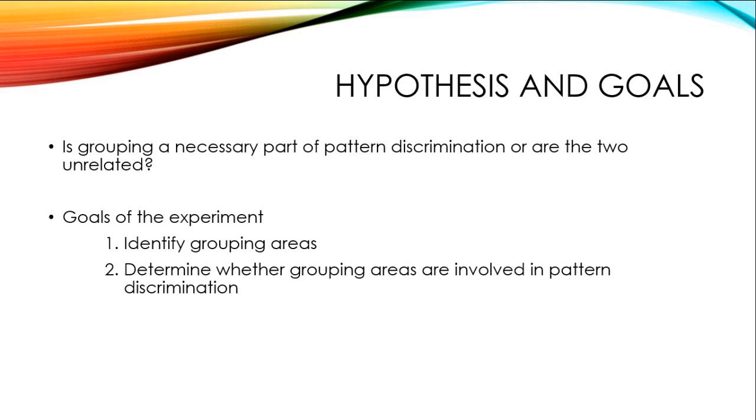We hypothesize that grouping is a necessary precursor to pattern discrimination, and thus the two are related. Therefore, by creating lesions in the brains of rats, both grouping and pattern discrimination should be affected post-surgery. The goals for our experiment are to first identify the grouping areas, or the cortical areas involved in grouping, and second, to determine whether these areas involved in grouping are distinct from the areas in pattern discrimination.